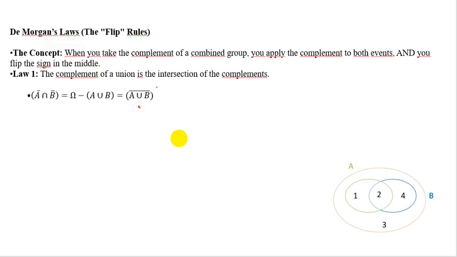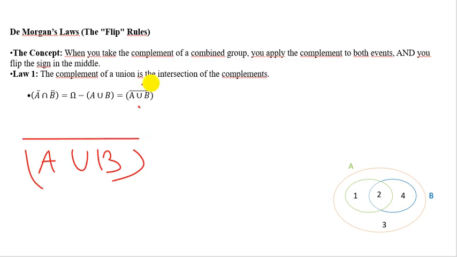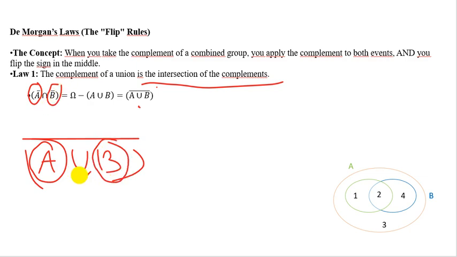Now let's talk about the De Morgan law. With De Morgan law we have two laws. The first law says that the complement of the union A union B is simply the intersection of the complements. So I take the complement of A, which is A bar, I take the complement of B, which is B bar, and I inverse the sign here. So instead of union, I take the intersection. Now let's see how we got this.